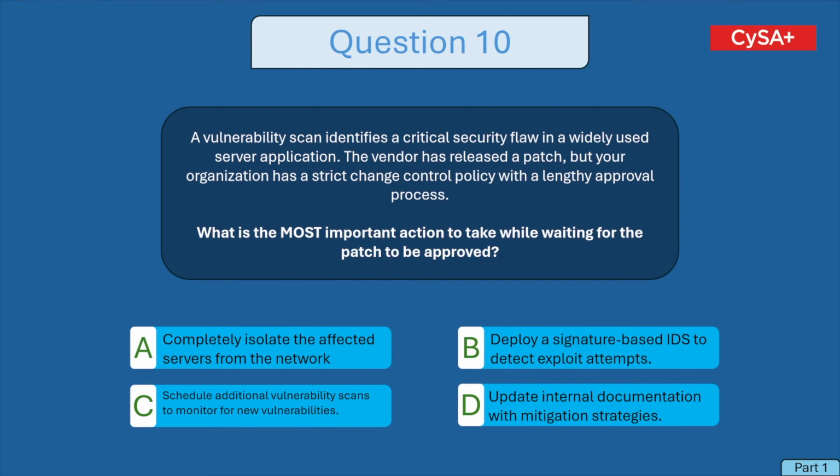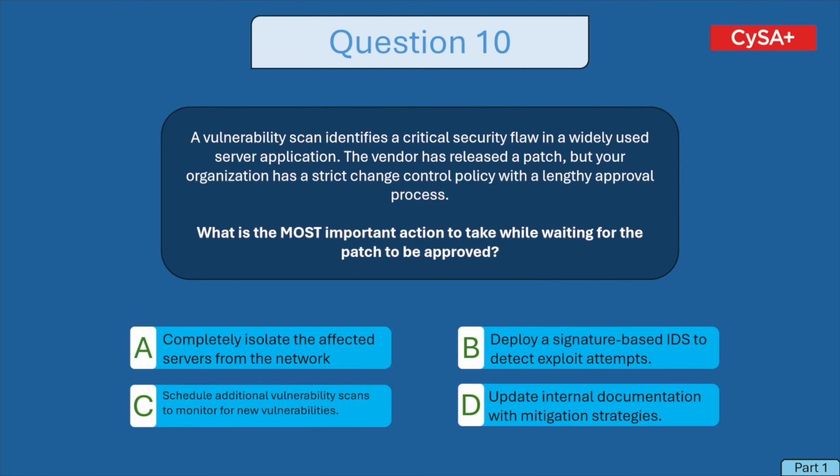Question 10. Halfway there. A vulnerability scan identifies a critical security flaw in a widely used server application. The vendor has released a patch, but your organization has a strict change control policy with a lengthy approval process. What is the most important action to take while waiting for the patch to be approved?